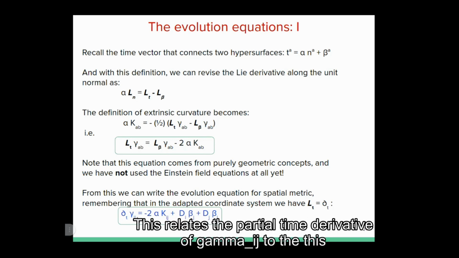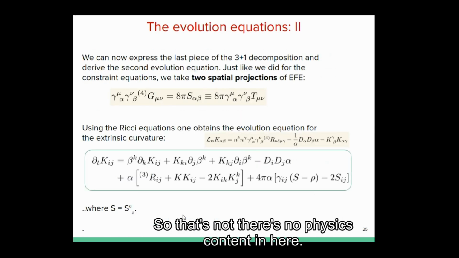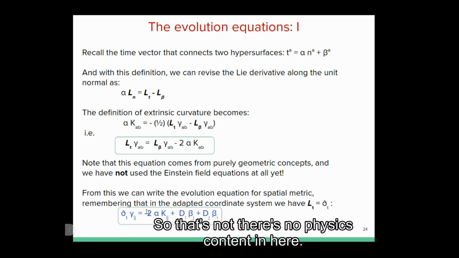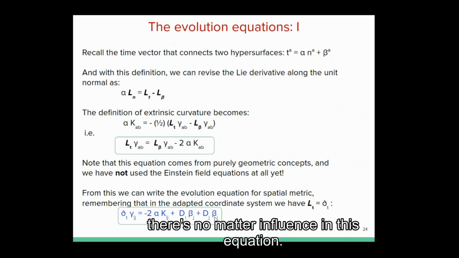It's the partial time derivative of gamma ij, related to the shift-dependent quantities, shift covariant derivatives, and the extrinsic curvature. So this is purely geometry. There's no physics content in here. Well, there's no matter influence in this equation.